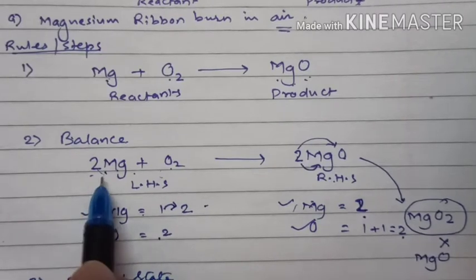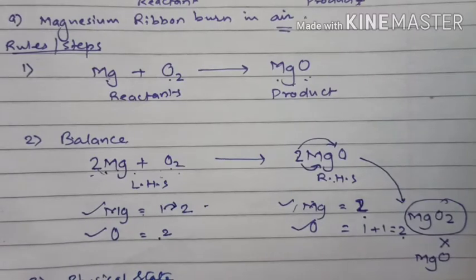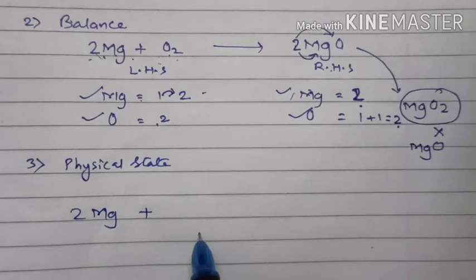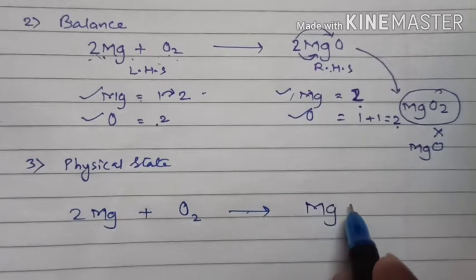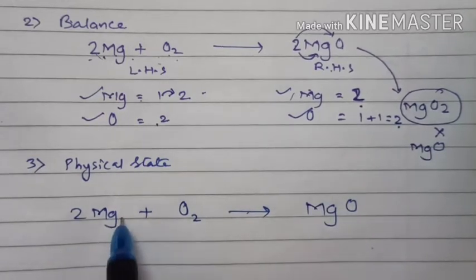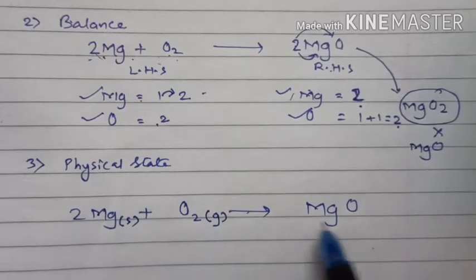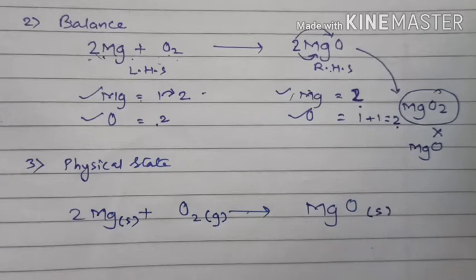Physical state of these elements that are taking part. So over here Mg plus O2 give rise to MgO. Magnesium occurs in solid state, oxygen occurs in gaseous state, and MgO forms a precipitate and settles down, that is, in solid state.